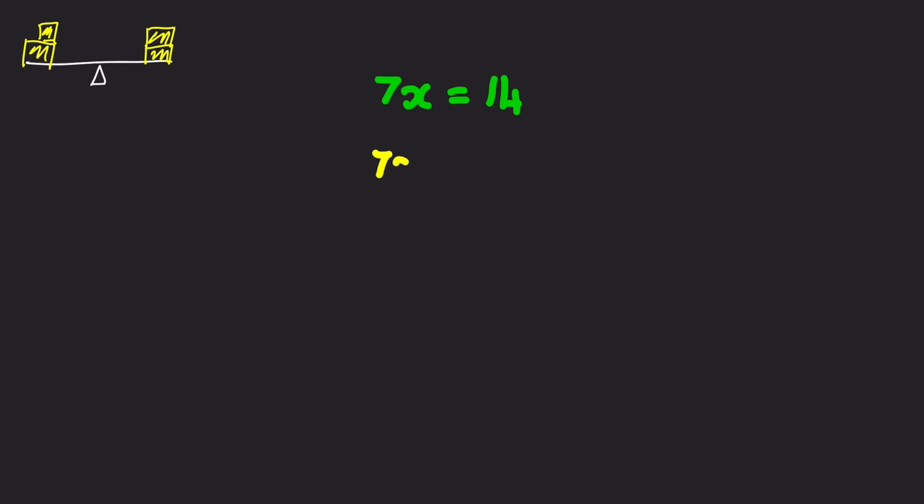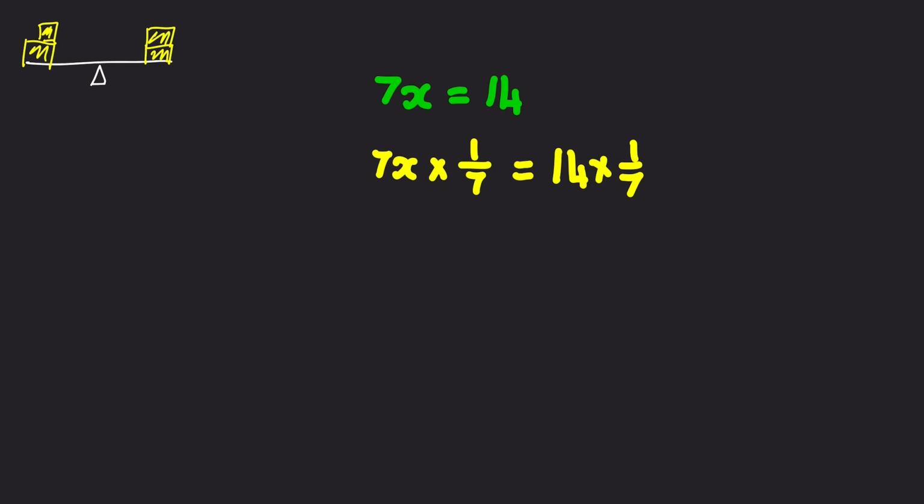So 7x multiplied by 1 over 7. And in order for this to balance, what do I have to do? Yeah, I have to do it to the right-hand side as well in order for it to balance, like our seesaw.